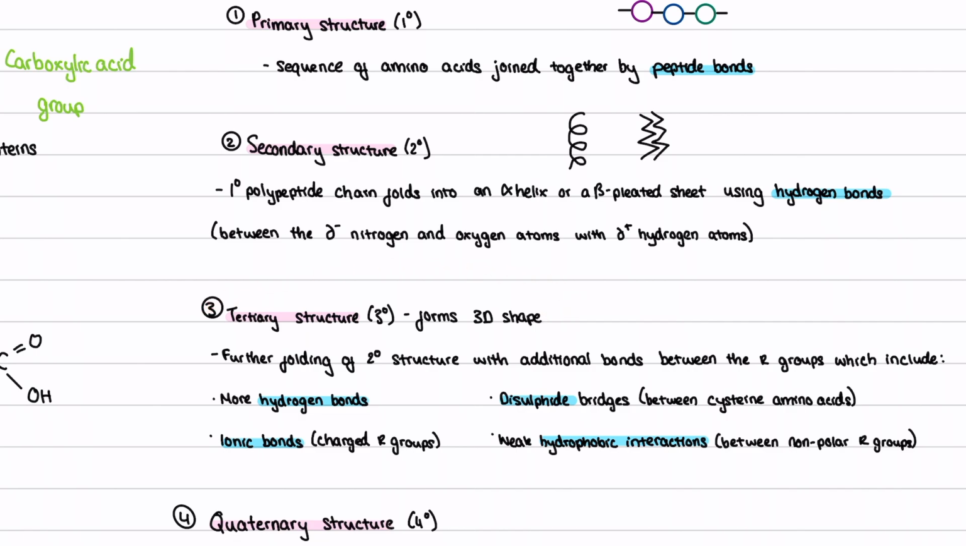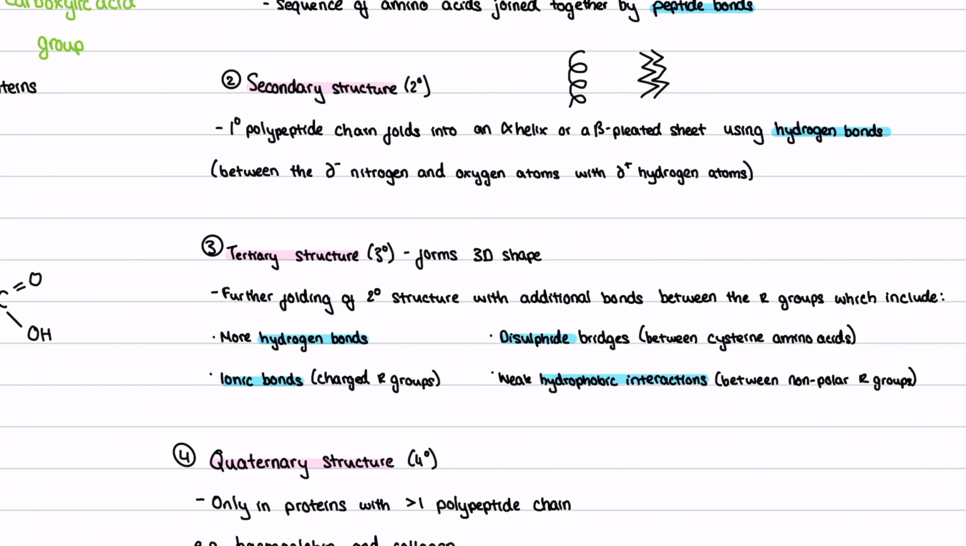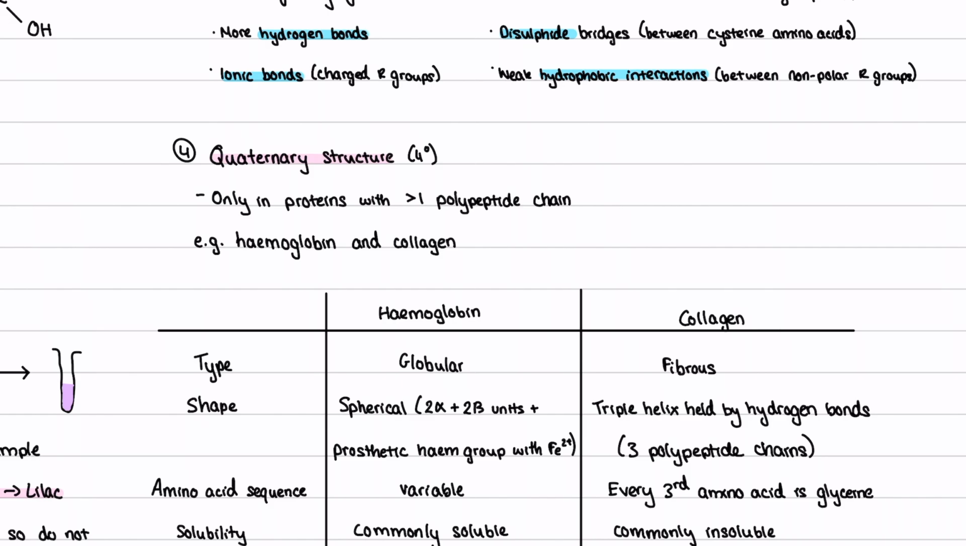The secondary structure is further folded with extra bonds depending on the R groups, like more hydrogen bonds, ionic bonds, disulfide bridges, which form between the amino acid cysteine and weak hydrophobic interactions. Finally, we have the quaternary structure, which is only present in proteins with more than one polypeptide chain. The 2 examples that you need to be aware of for comparison questions in your exams are haemoglobin and collagen.